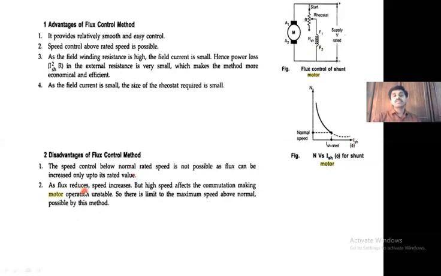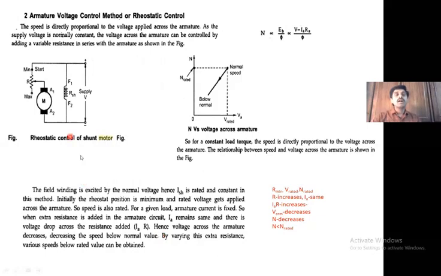As flux reduces, the speed increases. But high speed affects the commutation, making motor operation unstable. So there is a limit on the maximum speed above normal possible by this method. So coming to the next method, armature voltage control method, rheostatic control method.